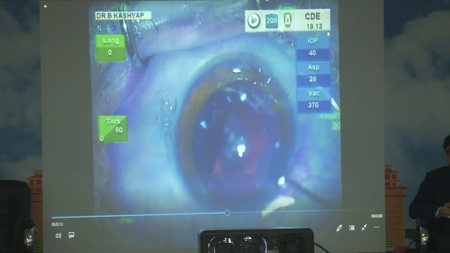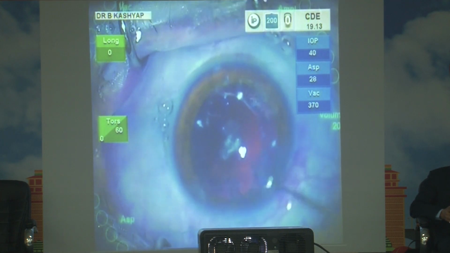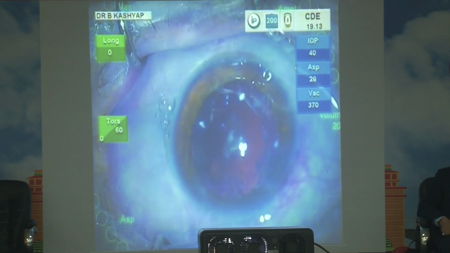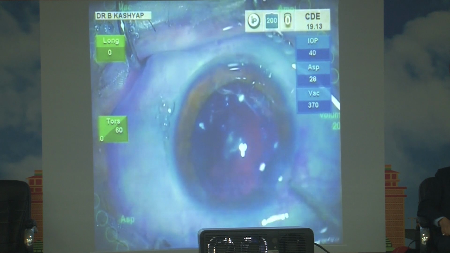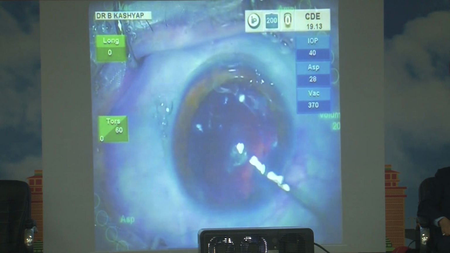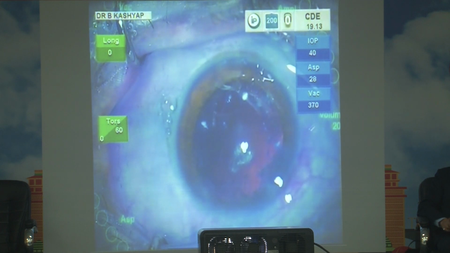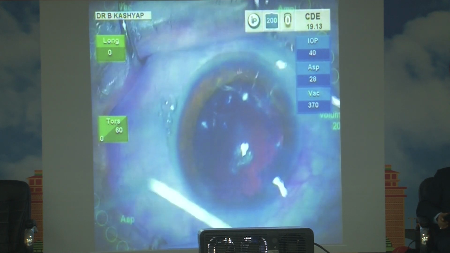These primary posterior capsular plaques are mostly seen in diabetic patients, in mature cataracts and in pediatric cataracts, and they pose a special challenge to the cataract surgeon. It can be highly adherent to the posterior capsule and may lead to posterior capsule rupture while attempting to remove it.